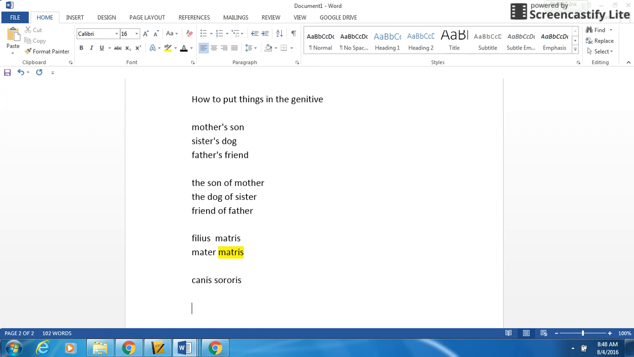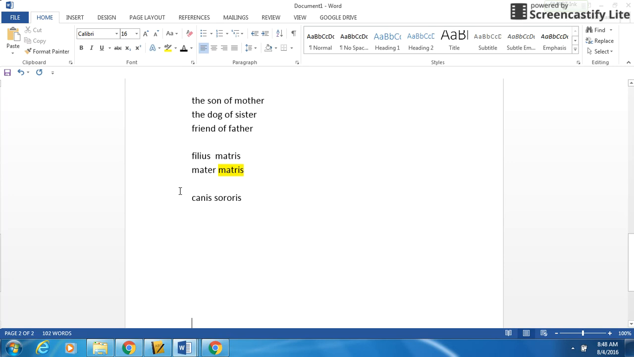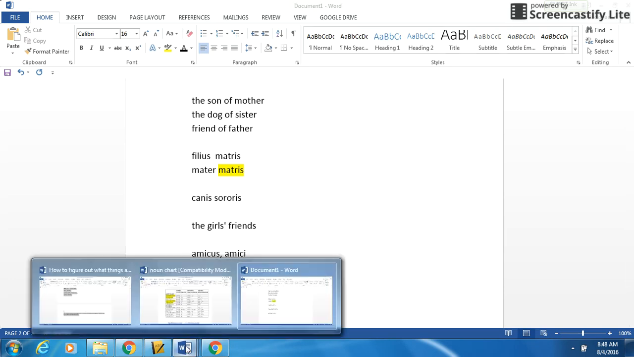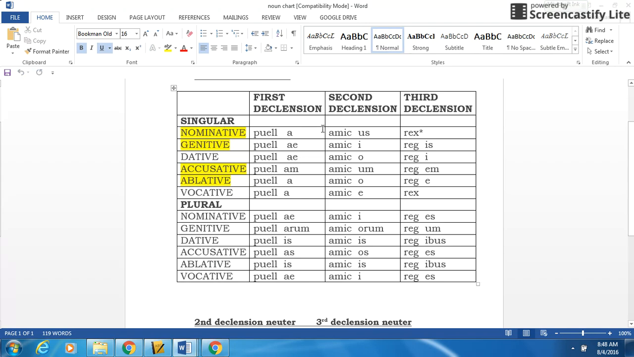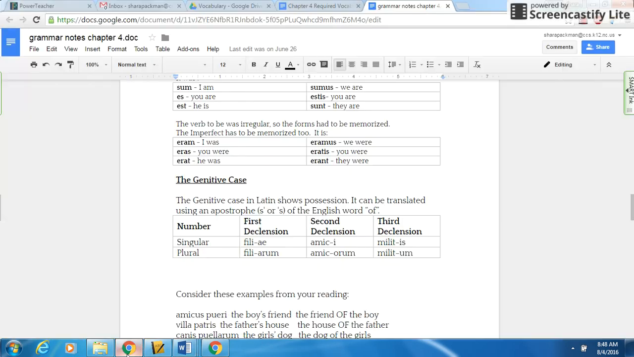Now, let's say you have a plural genitive. For example, the girls' friends. Now we've got 2 plurals. So we're going to start with friends. What's the word for friend? Amicus, amici. And you can tell by this i right here that this is second declension. So now you need to go to your noun chart and find the nominative plural. So it's amici.